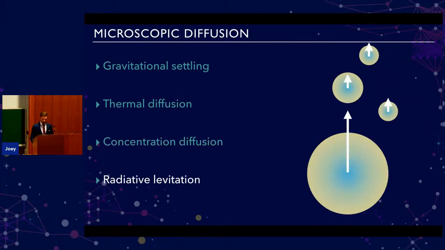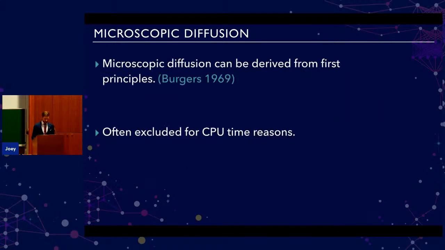And then lastly, we have radiative levitation. You have photons that come from the core and they transfer momentum onto your atoms, and this levitates them upwards. If you have a more massive element, you have more absorption lines to do this with, so the process is much more efficient. So for microscopic mixing, we know this is happening in stars, and we know from first principles what the efficiency should be. But the reason it's not often used in stellar models is because of the large CPU times that you need to do these sorts of computations.